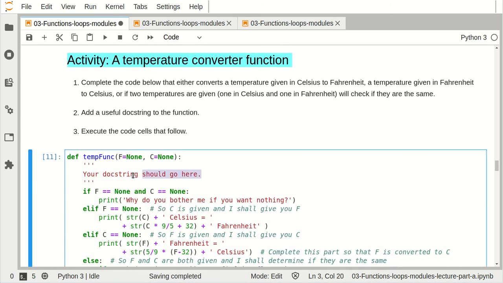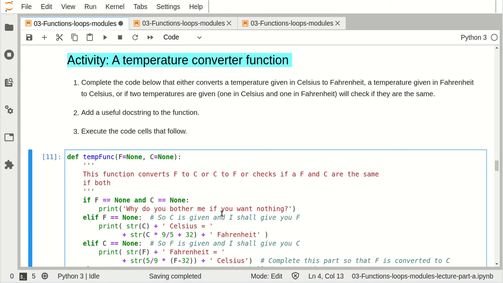What is a useful docstring? I want you to think about that. What is the type of information that you should put here? You can break this up across multiple lines. I would suggest structuring something like, saying something broadly like this function converts Fahrenheit to Celsius or Celsius to Fahrenheit, or checks if a Fahrenheit and Celsius are the same if both are given. That's a very useful docstring. It says exactly what's going on with this function. And then you might say more about what the formulas are.